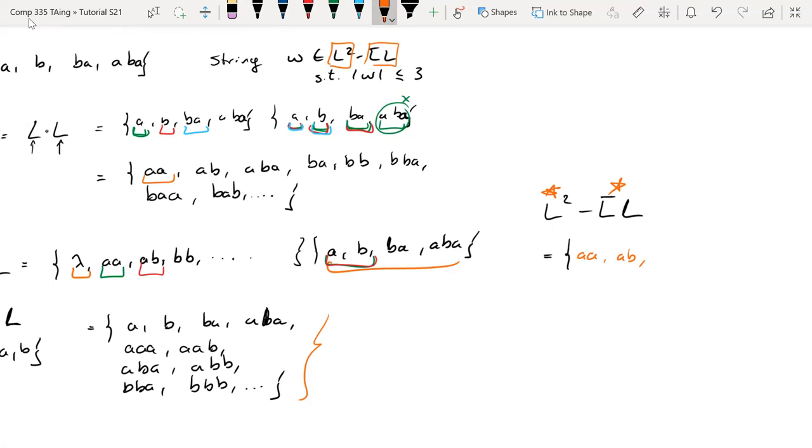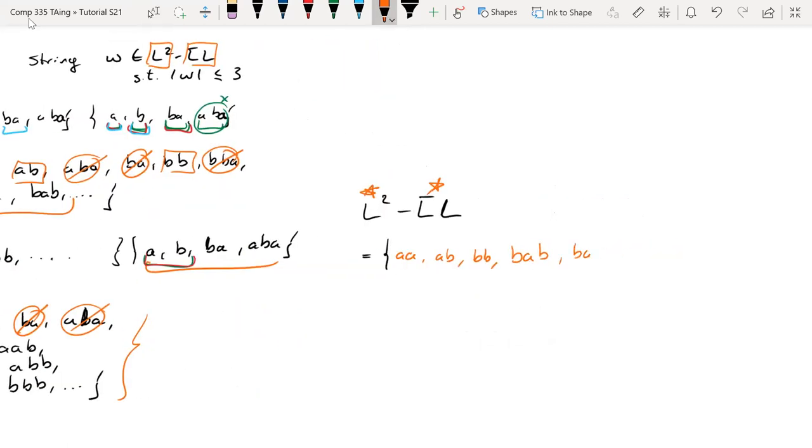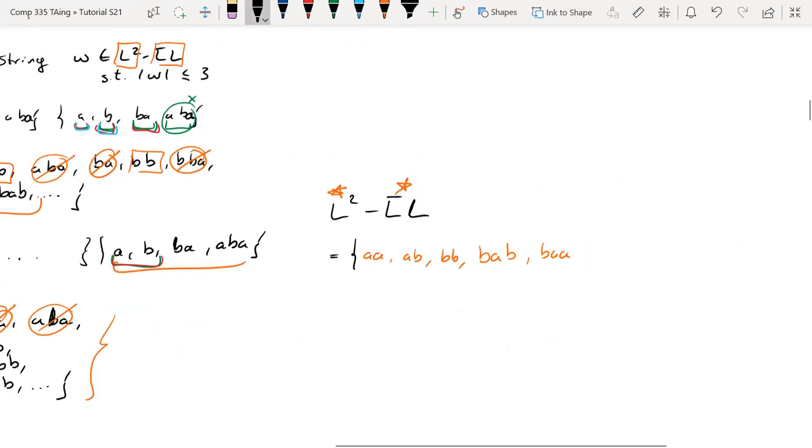Yeah, so I'm going to do strings of length 2. So I have AA, AB, and BB, which is also in L complement L, so I don't take BB. Then for strings of length 3, ABA is also in L complement L, and so is BBA. But the rest, BAA and BAB, aren't in L complement L. So BAB and BAA would be strings of length 3. And those are the only strings of length 3 or less.